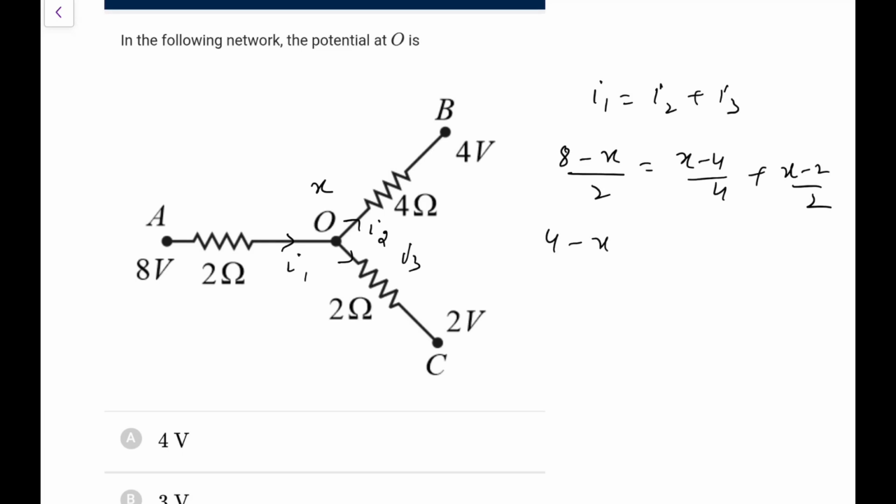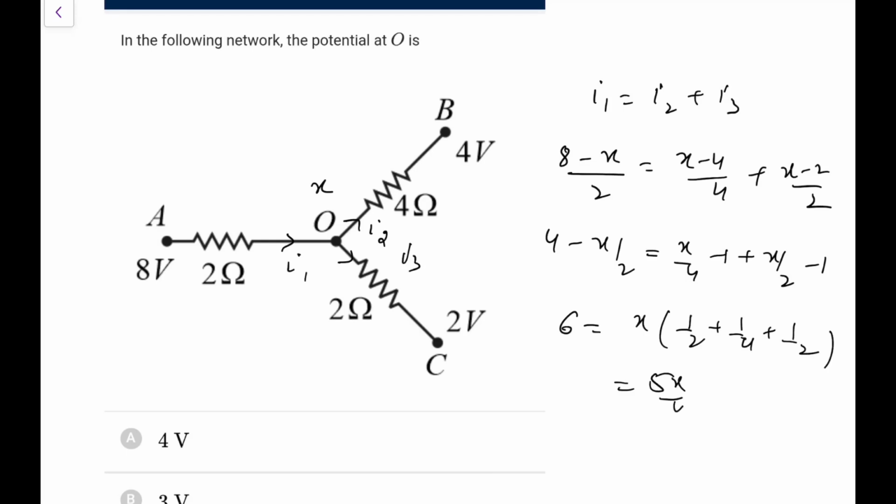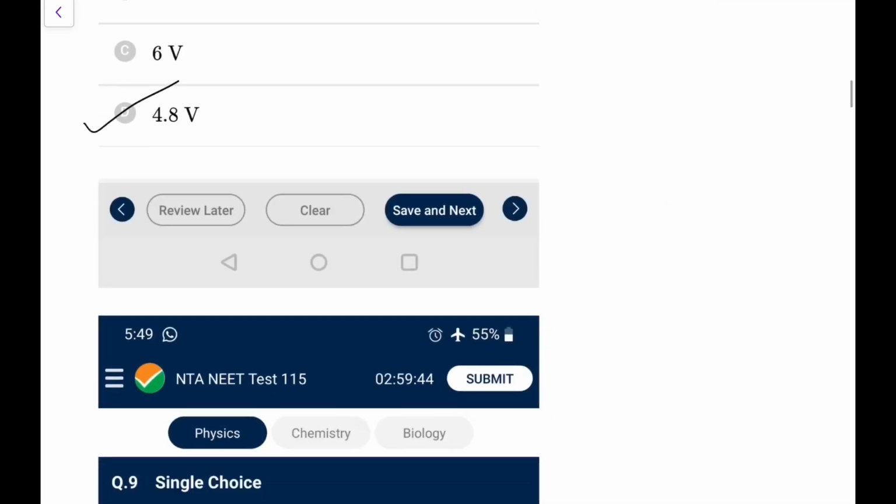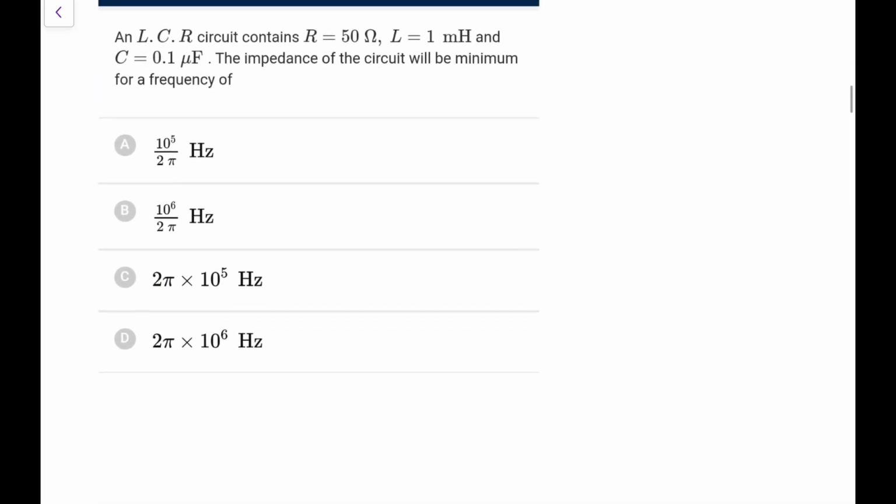So this is 4 minus x by 2, this is x by 4 minus 1 plus x by 2 minus 1. So take it here, 6 would be equal to x into 1 by 2 plus 1 by 4 plus 1 by 2. That is 5x by 4 equal to 6. So x comes out as 24 by 5, which is 4.8 volts. So this would be the answer. Go for option D in this case. You must have done such problems.